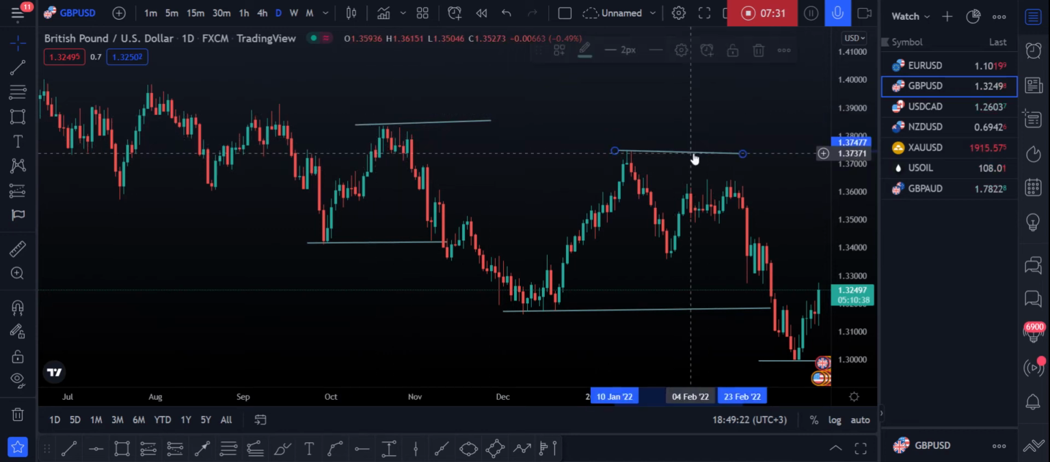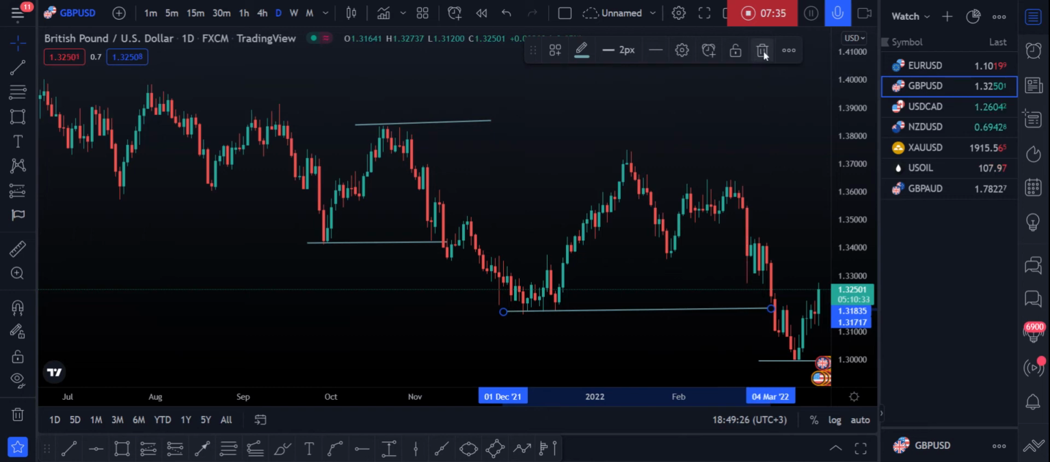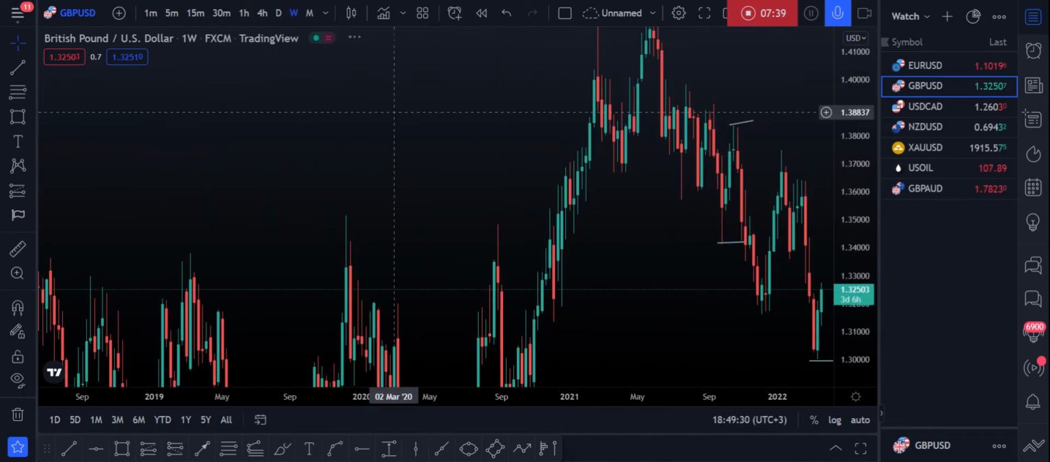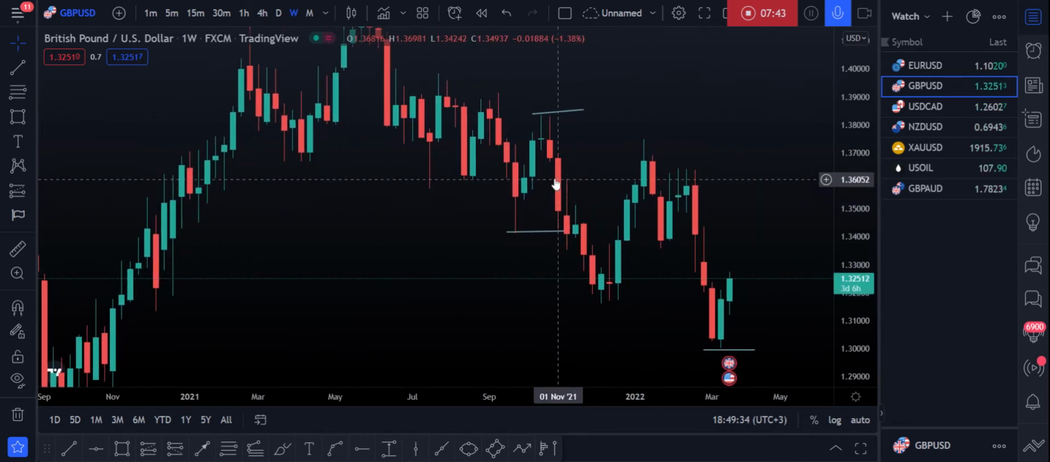So let me remove this. I'm a little bit fast. So going on to the weekly, we can see that we had institutional supply here that led to the breaking of this zone. There was this demand zone, but this came after the break. So the zone that was responsible for the break of this area was actually this.